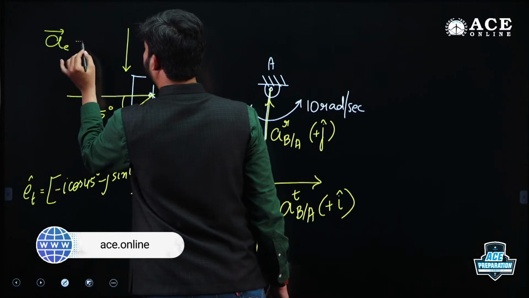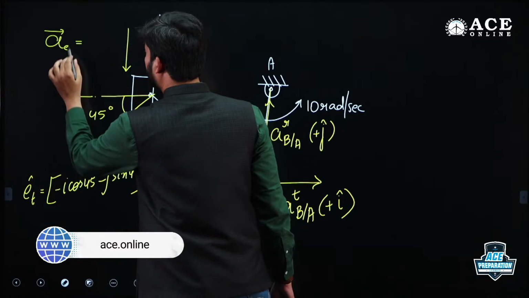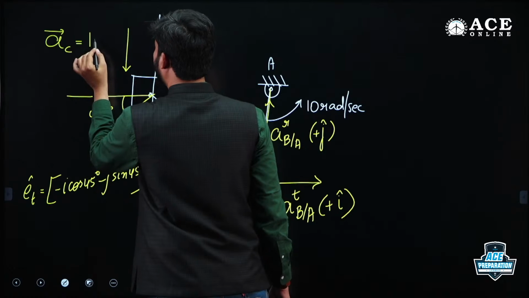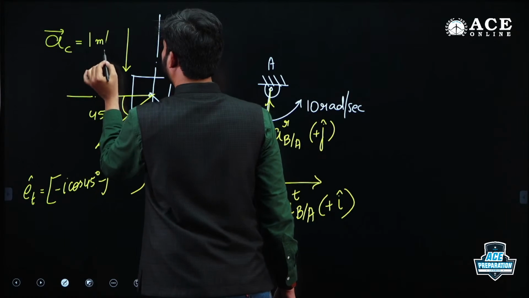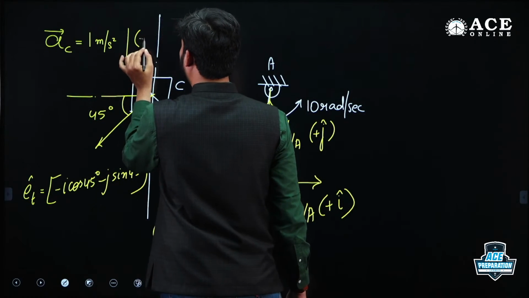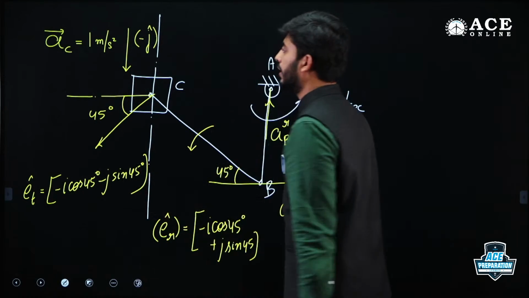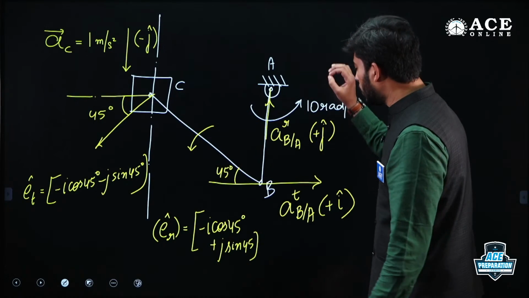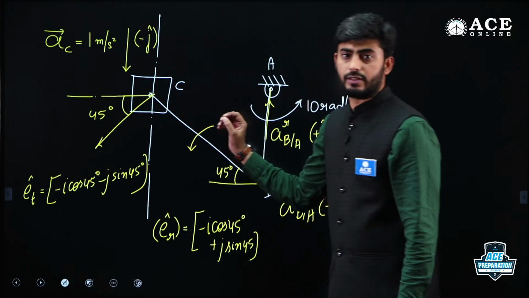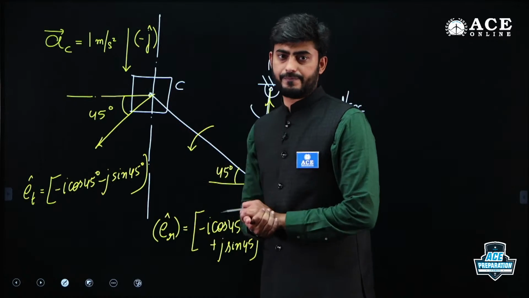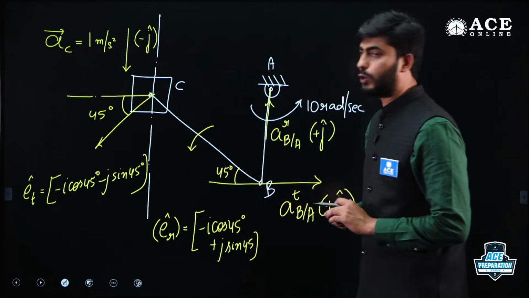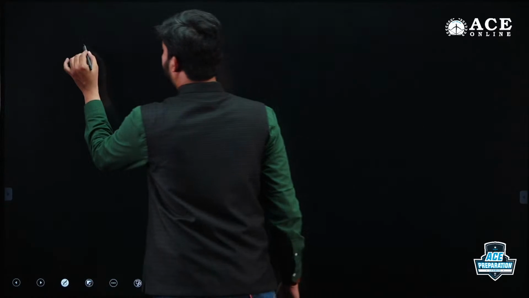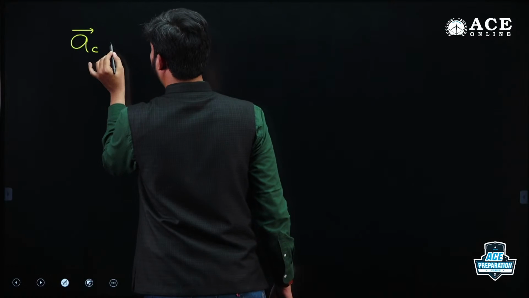Acceleration of point C, it is not E, it is C, is equal to 1 meter per second square, that too in the minus j cap direction. Now I need to write here the equation of motion for the point C.